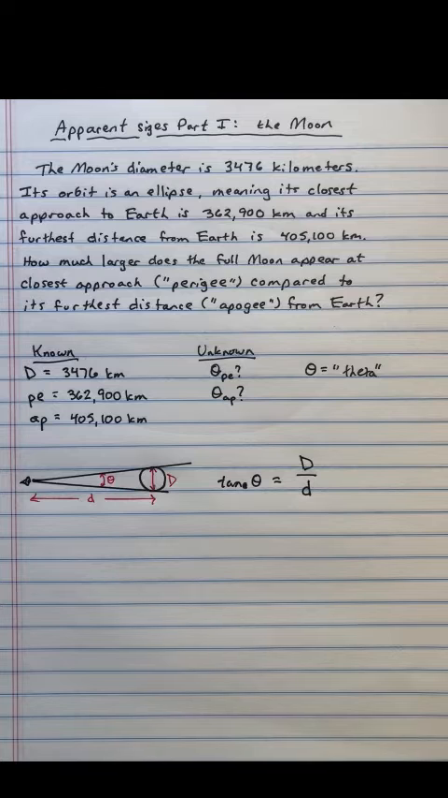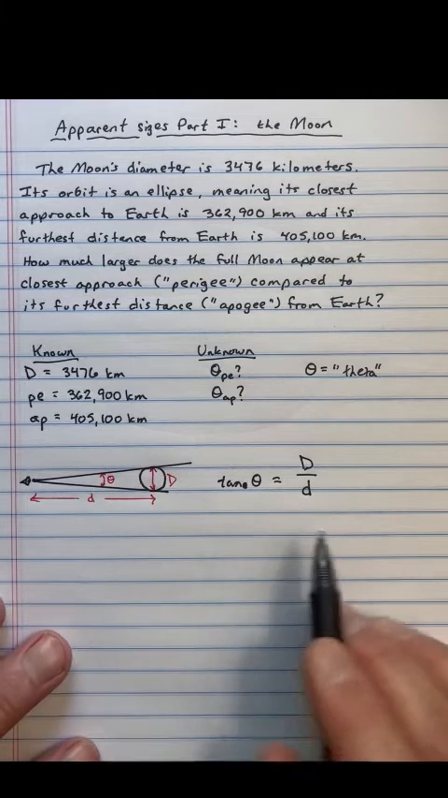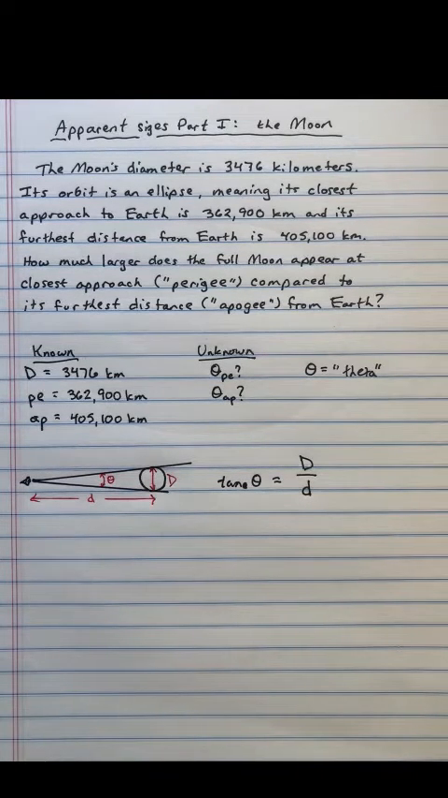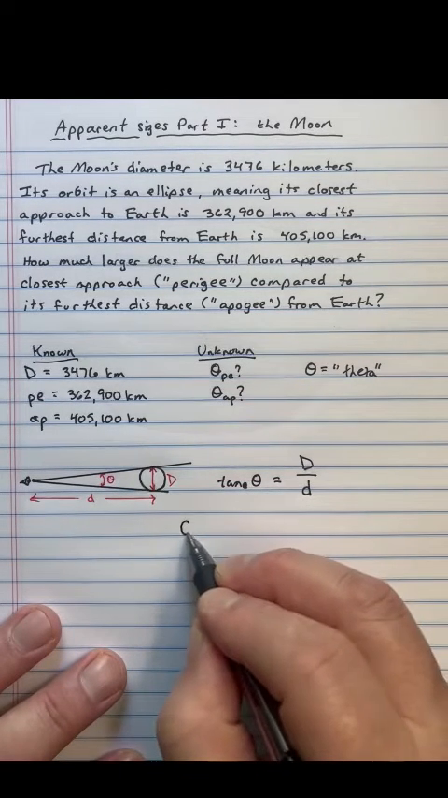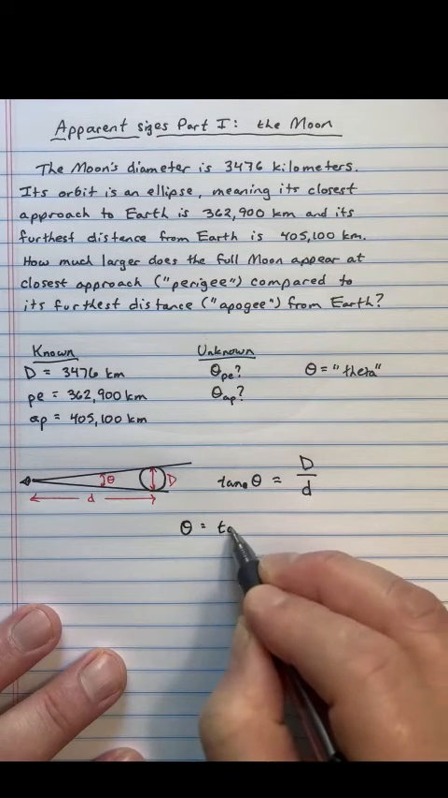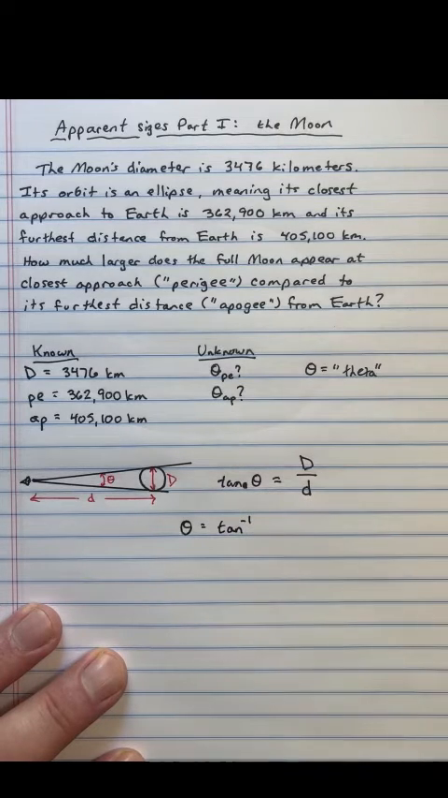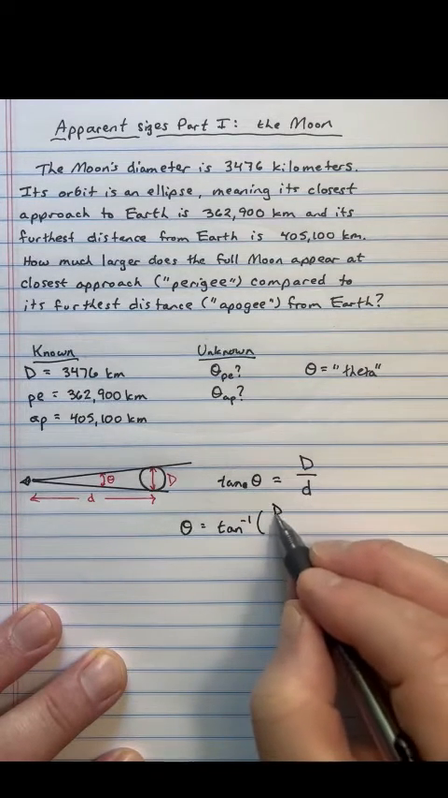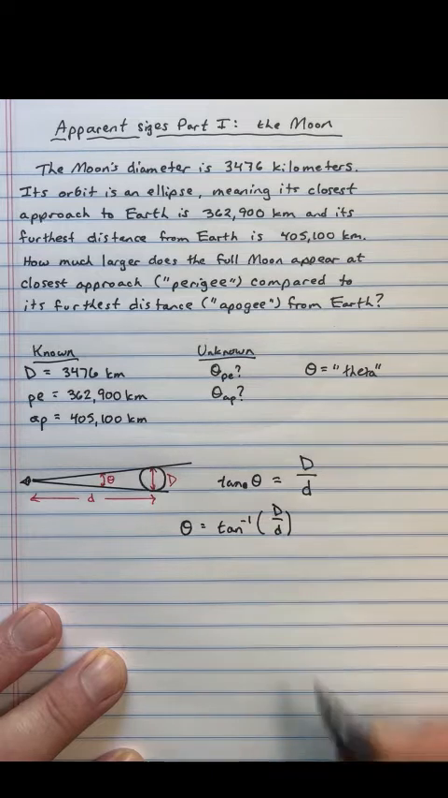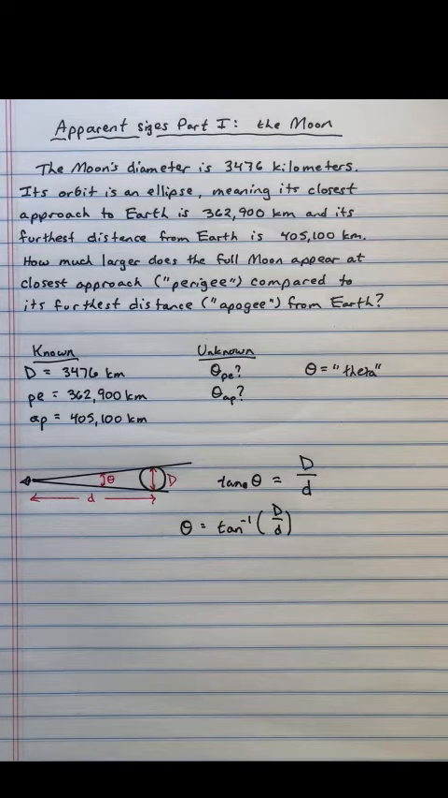One more bit. We're not interested in the tangent as such. We're interested in the angle itself, right? So what you want to do is invert or do an inverse function, if you will, on all of this to get the angle itself. So the angle will be what we call the inverse tangent, which is symbolized like this, and then of this ratio.